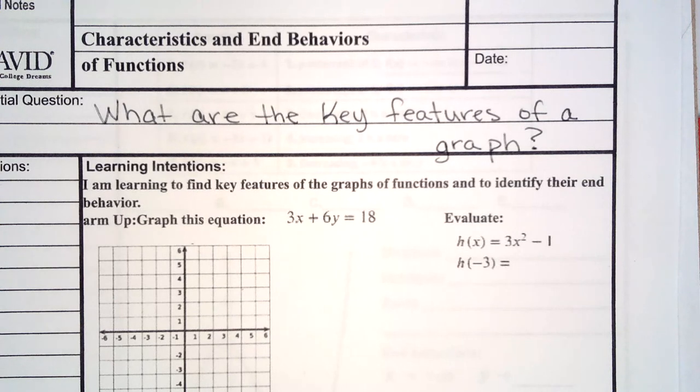Hello class. Today we are looking at the key features of a graph. This will include minimums, maximums, what happens at both ends of our graphs, and anything that might be different. So, the essential question is, what are the key features of a graph?